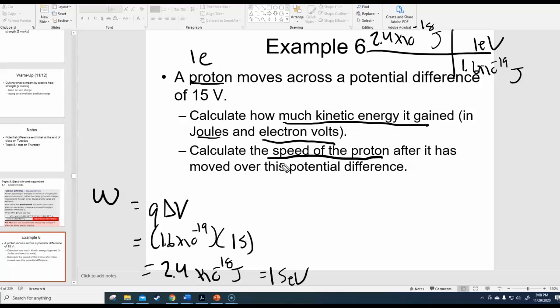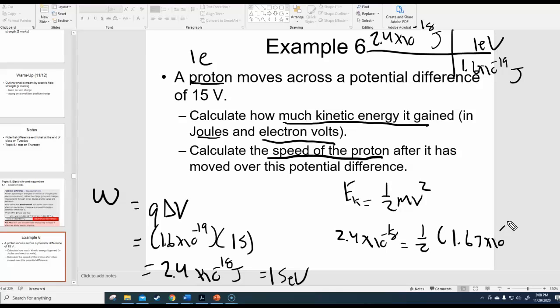Okay, so the speed of the proton after it's moved, we know that it has kinetic energy. We know kinetic energy is 1/2 mv squared. We know what the kinetic energy is now. And as long as you know the mass of the proton, which would be given to you in the data booklet, but here I'll just give it to you, 1.67 times 10 to the negative 27 kilograms, times v squared. We can find v just using the magic of algebra, and I will just give you that answer momentarily.